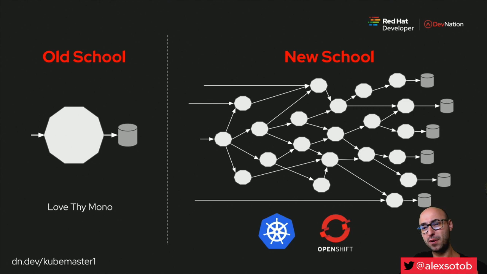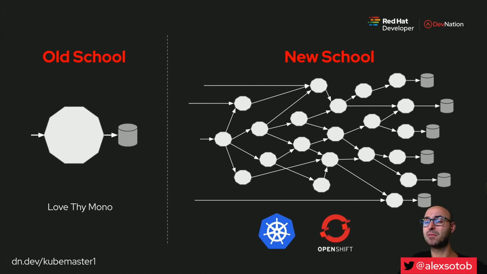But what happens when you move to the new school, to a services architecture or microservices architecture? Doing a true microservices architecture is pretty hard, but let's say that you have several services, all of them interconnected by the network, and you want to deploy each of these microservices or services individually. You need an easy way to deploy them, right?